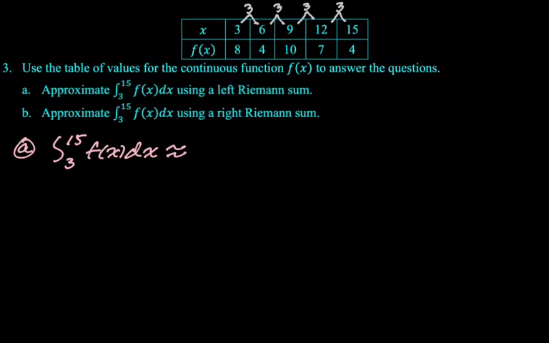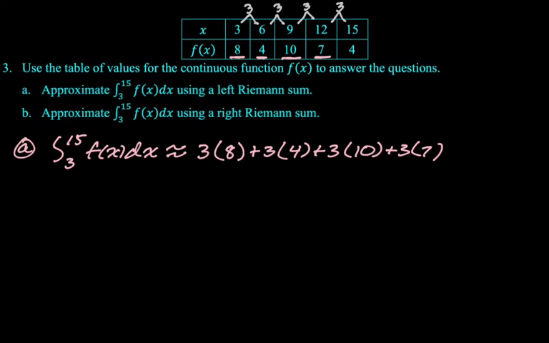All right, so the base is going to be 3, and then we're doing a left Riemann sum, so the height's going to be 8. And then 3, left Riemann sum, so 4. And then plus 3, a left Riemann sum, so 10. Plus 3, a left Riemann sum, so 7. And we crawled all the way across. For each of our partitions, we now have a rectangle. You could leave this on the AP exam, but in my class, I'm going to simplify it to get 87. Then we're going to do a right Riemann sum.